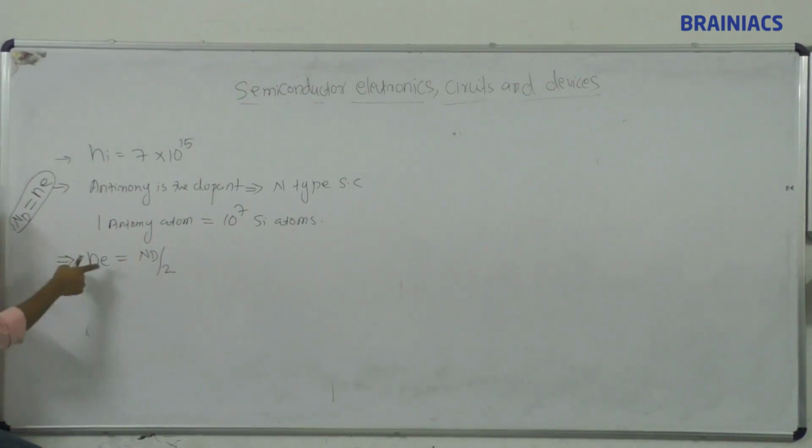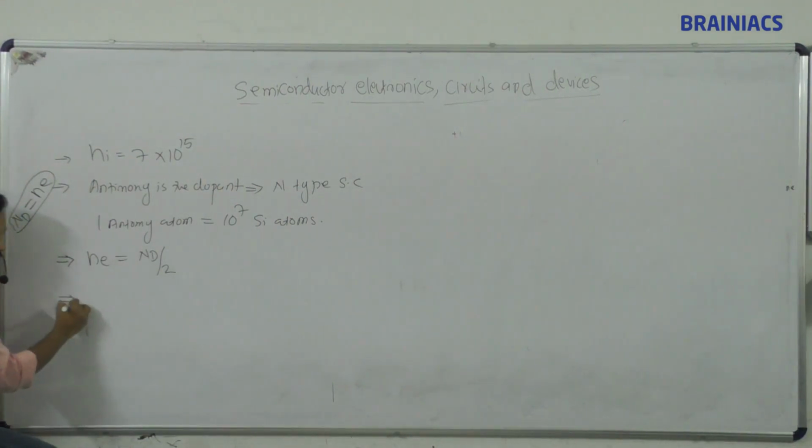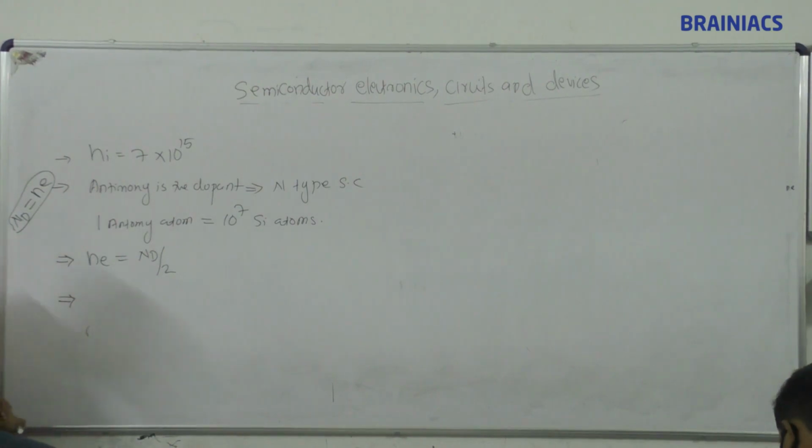Okay, half of them will be contributing because I want the number of electrons. Previously I assumed every donor impurity is contributing to current, but now the situation is not like that. The question is specific, half of them is contributing to current, meaning ND/2 is equal to NE. Okay, next point is what? Next sentence from the question.